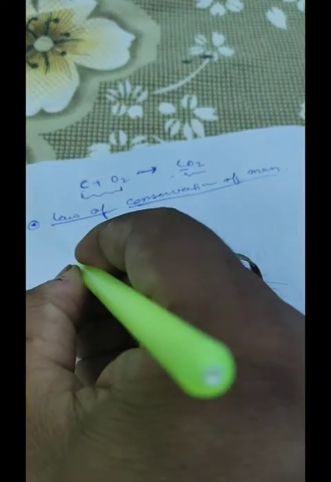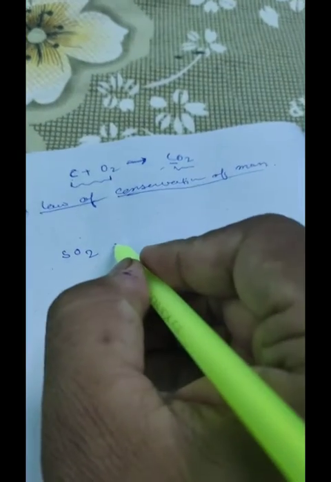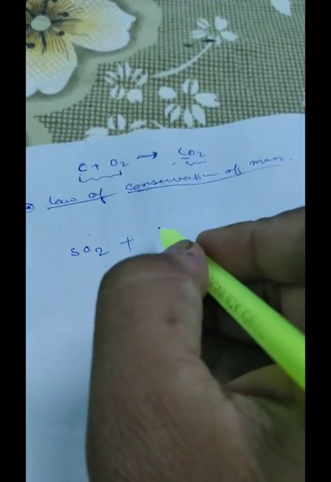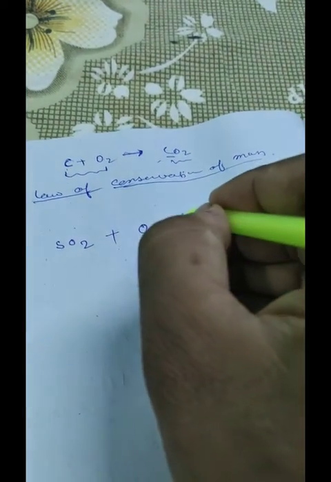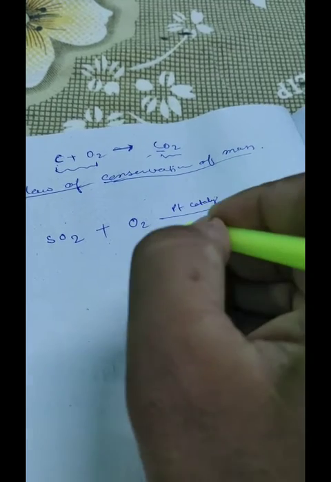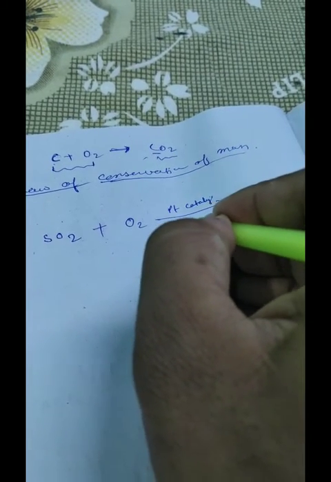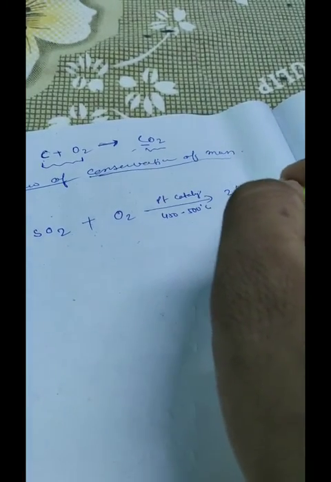Say, for example, one reaction I am showing you: SO2 plus O2 in the presence of Pt catalyst, temperature 450 to 500 degrees centigrade, gives SO3.